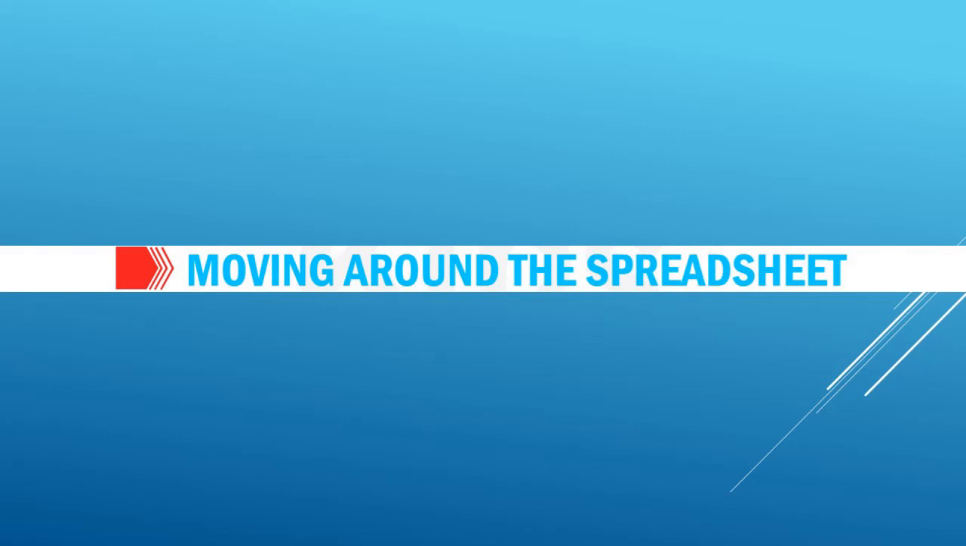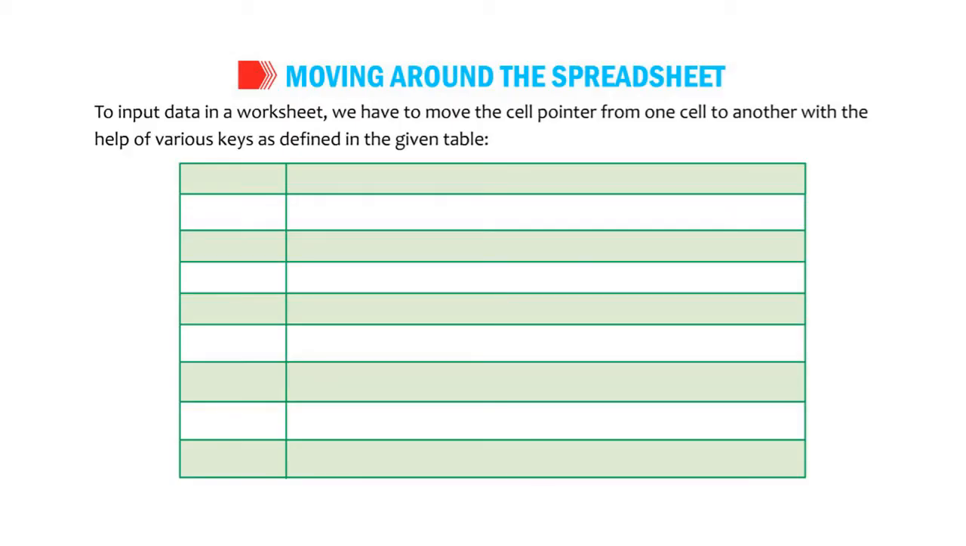Okay students, now let's learn how to move around the spreadsheet. So, to input data in a worksheet, we have to move the cell pointer from one cell to another with the help of various keys as defined in the given table.